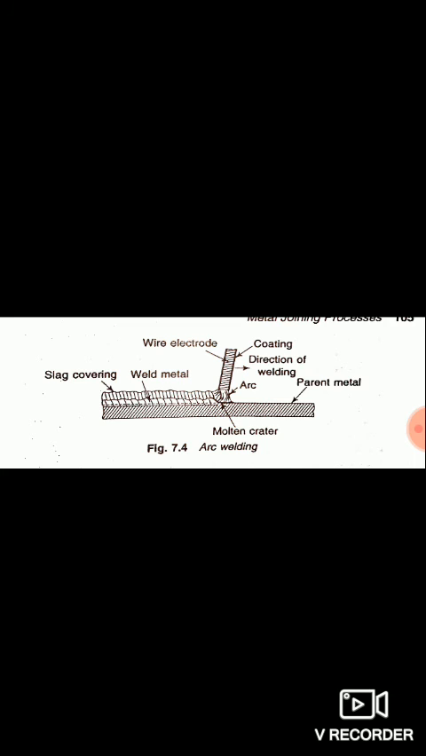Next, the flux materials are ferrosilicon, ferrotitanium, ferromanganese. These fluxes reduce the oxides which are likely to be formed in the weld metal. Next one is sodium silicate, potassium silicate and asbestos. This serves as a binding material in the welding pool. It helps in the coalescence of the weld metal and it helps as a binder.